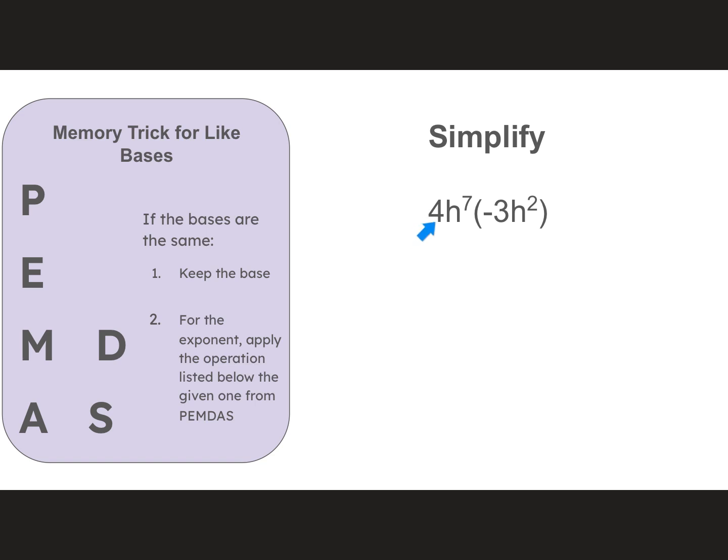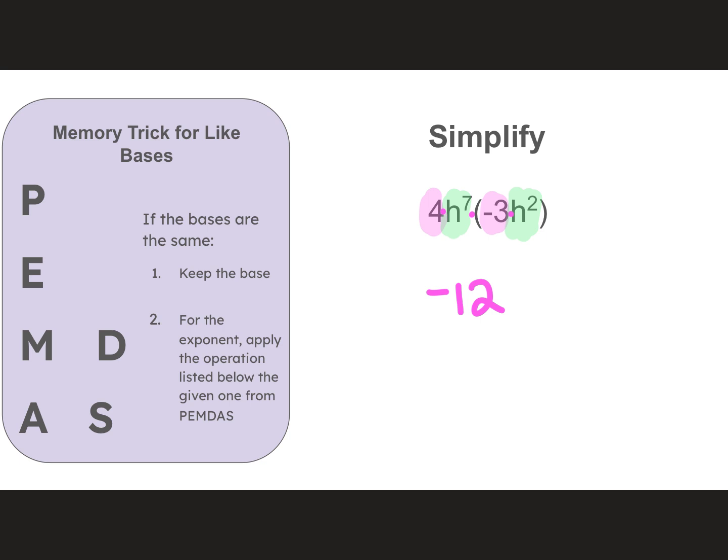So let's illustrate with this example right here. 4h to the 7th times negative 3h squared. Well, first of all, 4 times negative 3, those are regular numbers. Those are not exponents, so they've always been negative 12. It will continue to be that. But then when I go to the variables, I have an h to the 7th times h to the 2nd. Notice I said times because this is all held by multiplication.